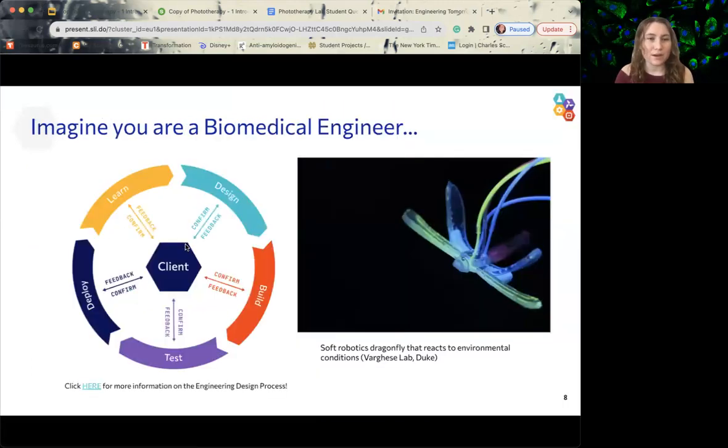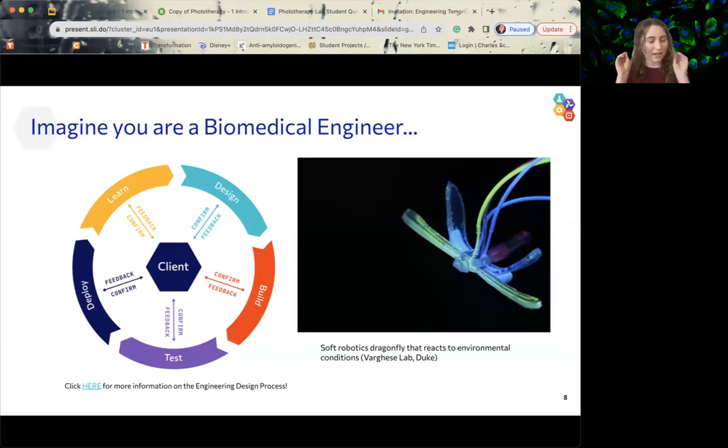With this, you have to utilize the engineering design process. With the engineering design process, you have to first come up with an idea, and then you have to design, build, and test it. A good example of this is based on this image on the slide, a soft robotics dragonfly that reacts to environmental conditions. The researcher who came up with this idea was just sitting in an airport looking at planes, and she thought, what if I came up with a robot that senses environmental conditions to guide which direction it goes in?